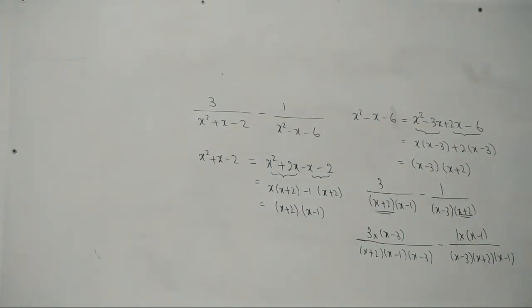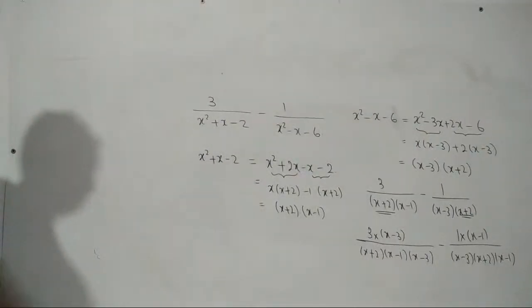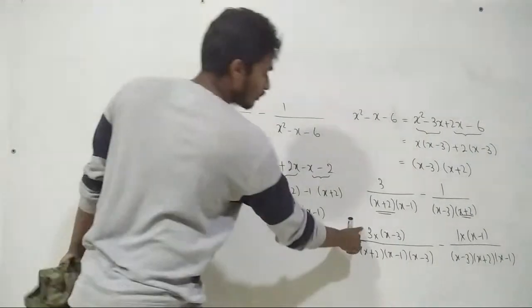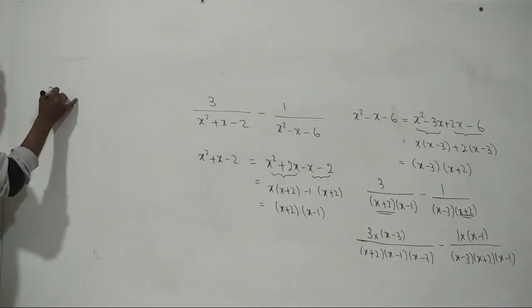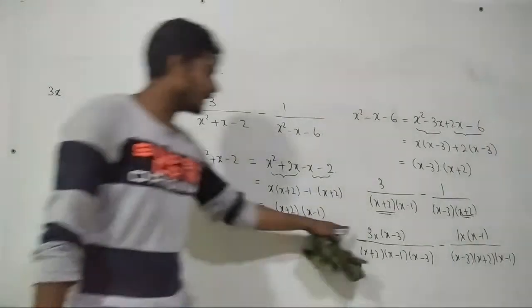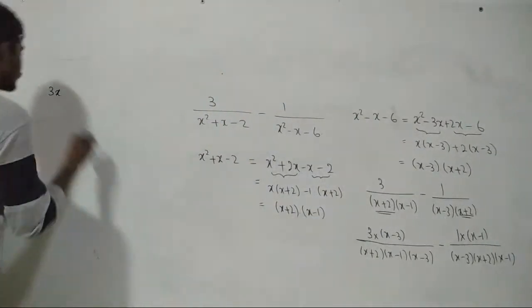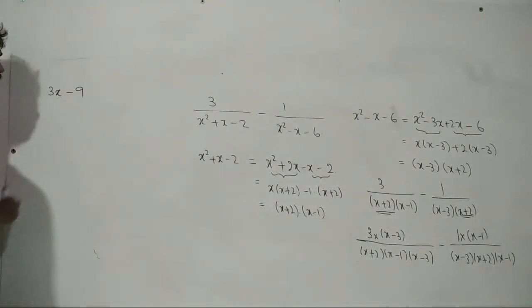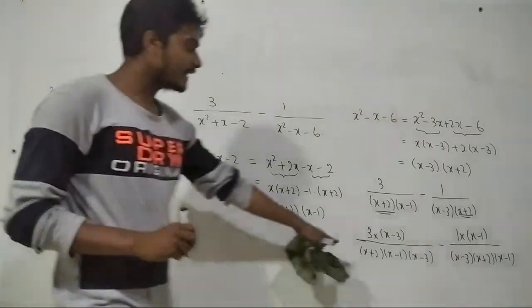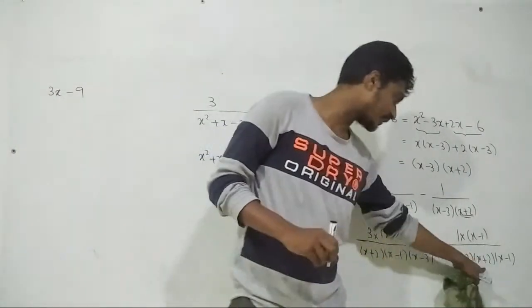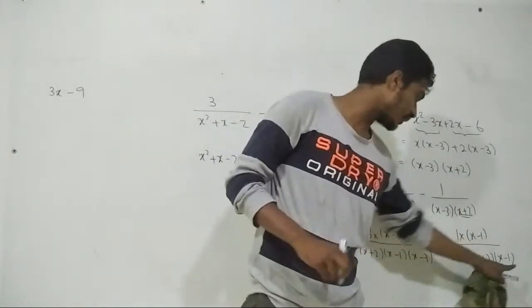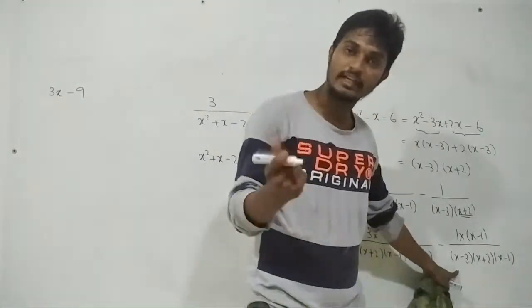Alright. So let me use this portion of the board to conclude that problem. So there's now 3 into x is going to be 3x. 3 into minus 3 is going to be minus 9. The denominators are common for both of them, right? Because it's x plus 2, so x plus 2 done. x minus 1 done. x minus 3, that's also done.